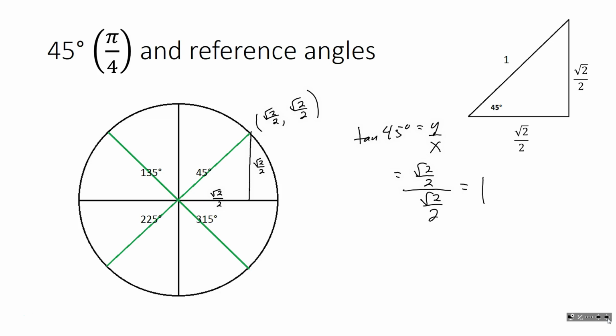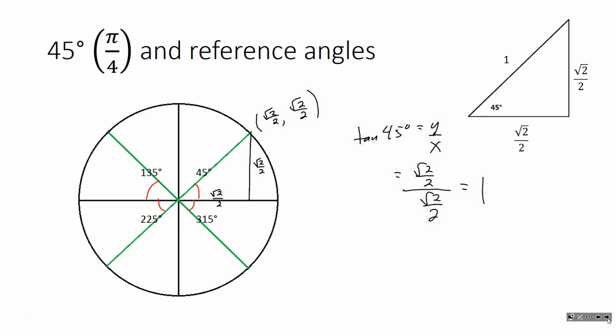Anything over itself is 1. Now, I'd like you to notice that this 45-degree angle, that 135 is 45 degrees away from the x-axis also. We say that 135 has a reference angle of 45 degrees because it's the same number of degrees away from the x-axis. Similarly with 225, that's 45 degrees away from the x-axis. 315 is 45 from the x-axis.